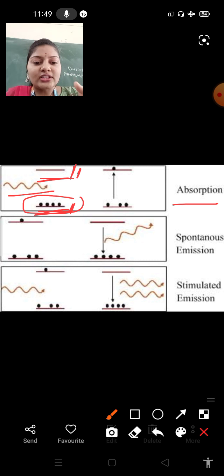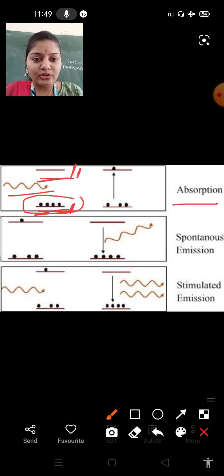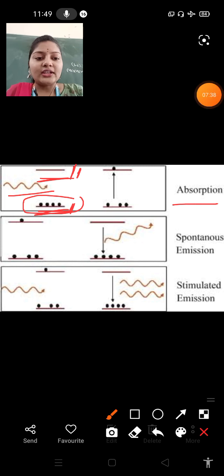This process of transferring atoms from the ground state to the excited state is called induced absorption. Induced absorption means the atoms in the ground state absorb the energy that we are giving to them. That is induced absorption: transferring the atoms from the ground state to the excited state.